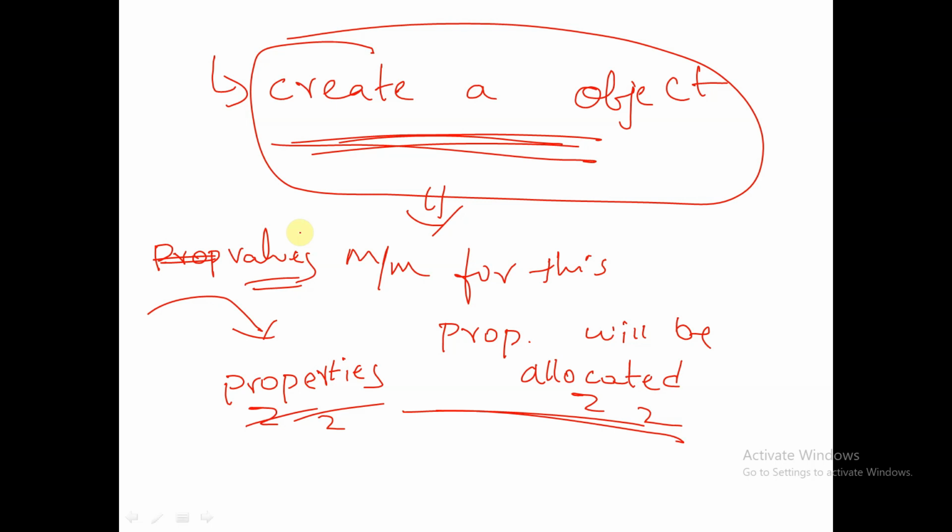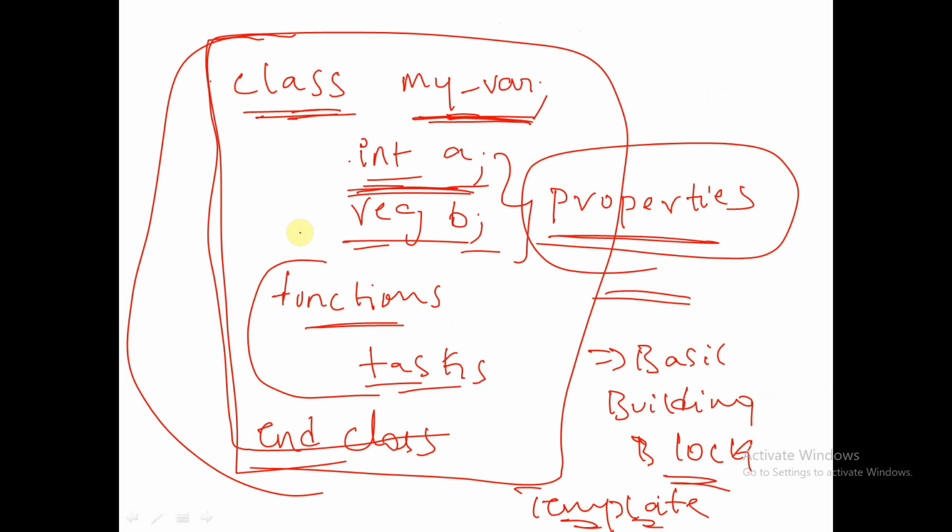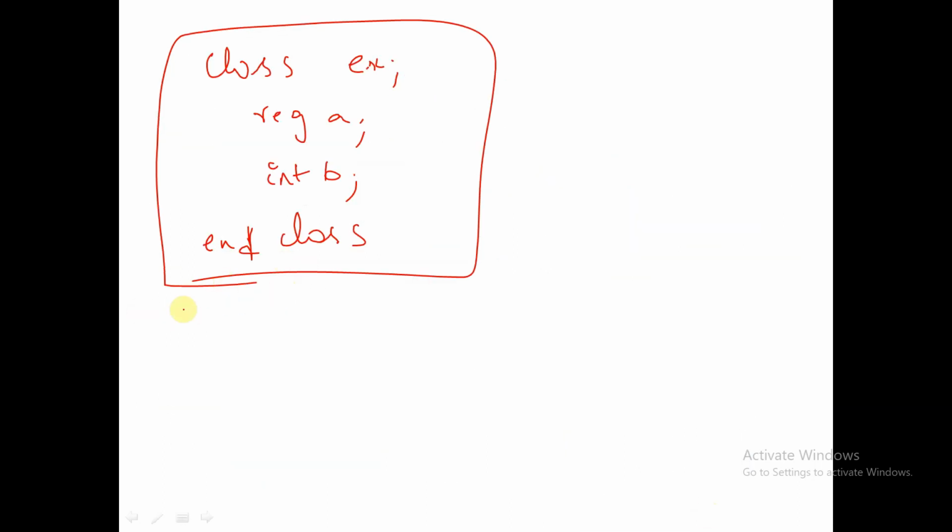Is this clear for everyone? This is a very important point. When we write class with int a and reg b, no memory is created initially. Only when we create an object for the class will memory for these properties be created, and we can store some values into them. So let's see how to create an object for the class.